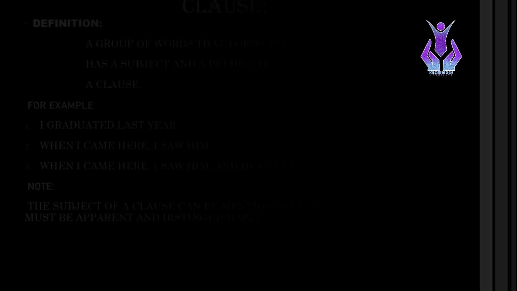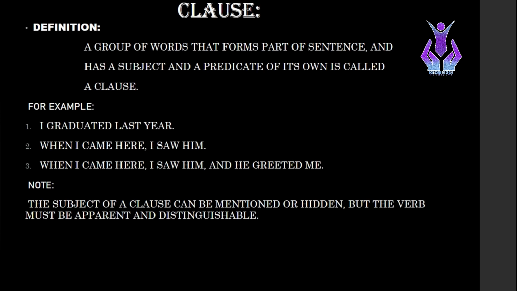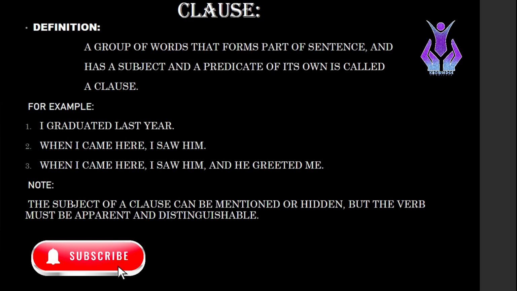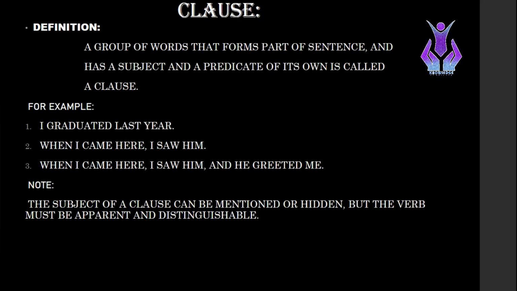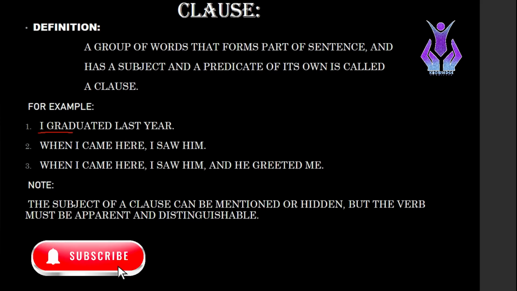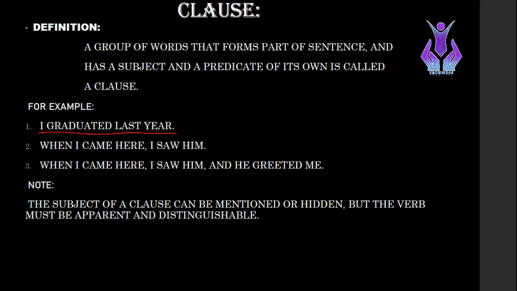Moving towards clause: a group of words that forms part of a sentence and has a subject and predicate of its own is called a clause. So a clause is that part of a sentence that has its own subject and its own predicate. For example, I graduated last year. Here I graduated last year is a clause. It is usually called a one-clause sentence because there is only one clause, with its own subject and its own predicate.